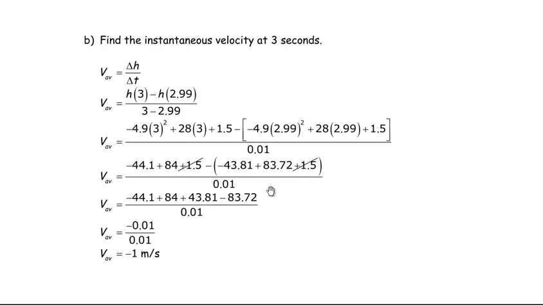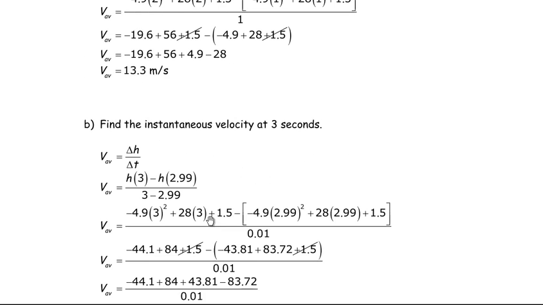They'll subtract to 0. And so we get negative 44.1 plus 84. This would end up being, because of the double negative, plus 43.81, and then minus 83.72. And that works out to negative 0.01. Well, the time in the denominator is also 0.01. 3 minus 2.99 is 0.01, or 1/100th of a second. So that's what's in the denominator. And we divide those and we get negative 1 meters per second. Notice how close to 0 that number is.